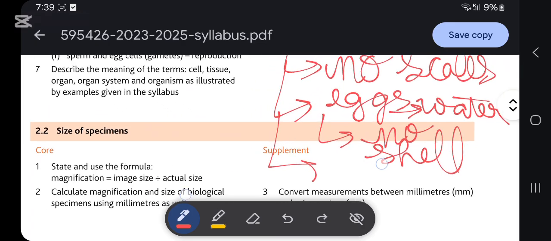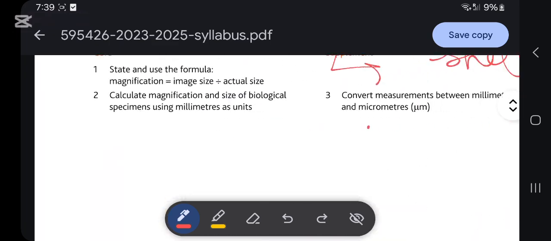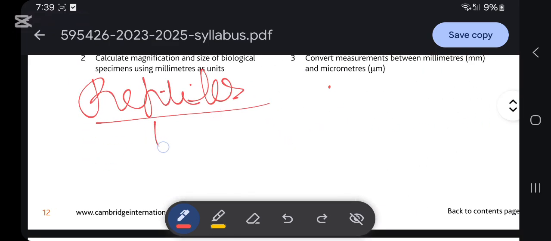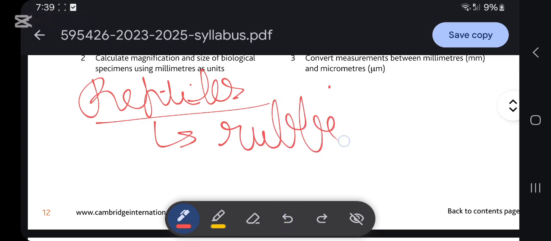Next, they have moist skin, and their skin has no scales. Now next you will be dealing with reptiles. They have what type of shells? Rubbery shells. Okay, they have rubbery shells.